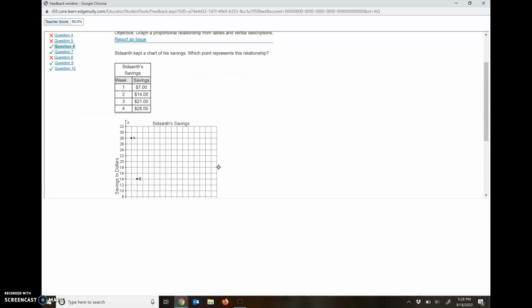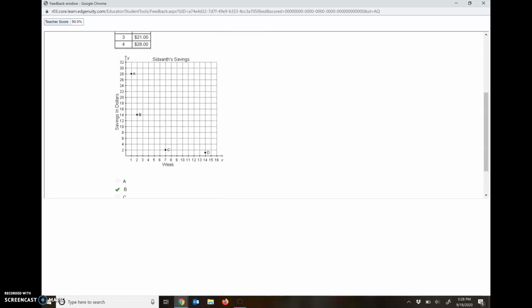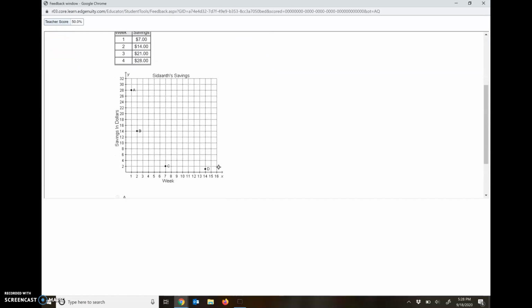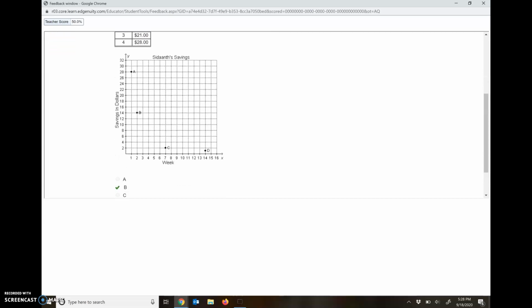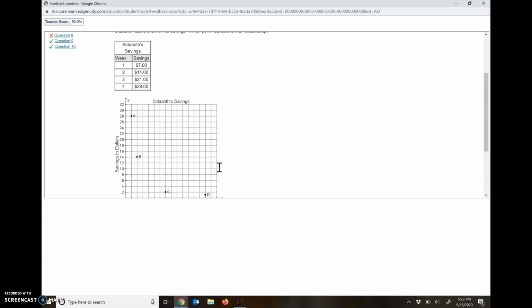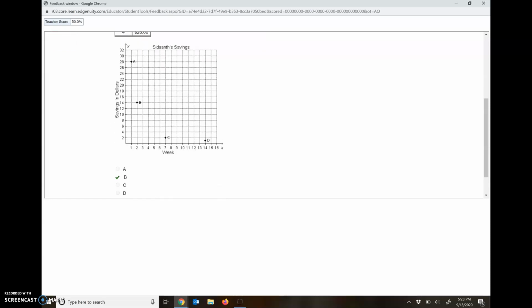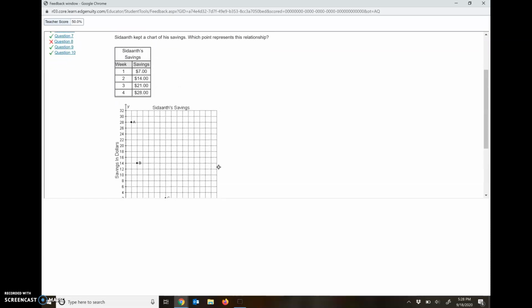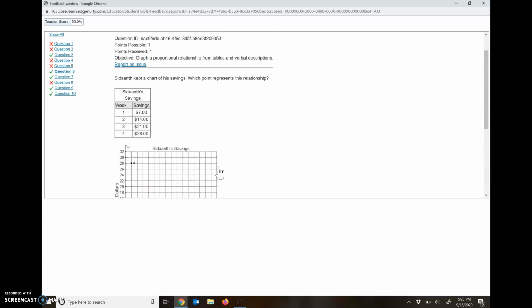Here we kept a chart of his savings. Which point represents this relationship? Okay, so if we look at point B here, it's going to be 2 weeks and $14. 2 weeks, $14. Not like week 1 is $28, but the table has week 1 is $7. So if you compare the table to the graph, week 2 and 14 is the one that they share the same.